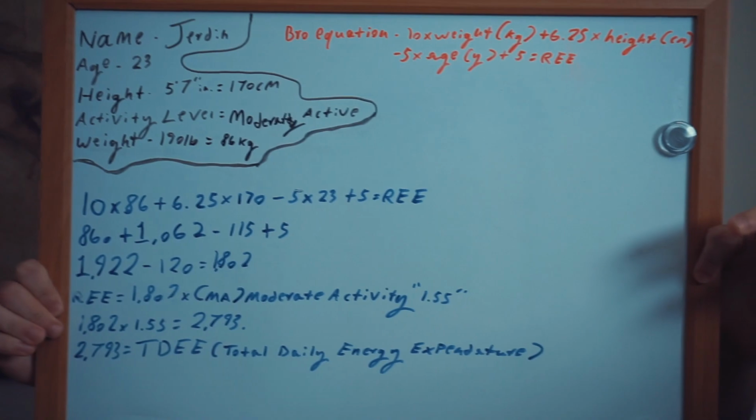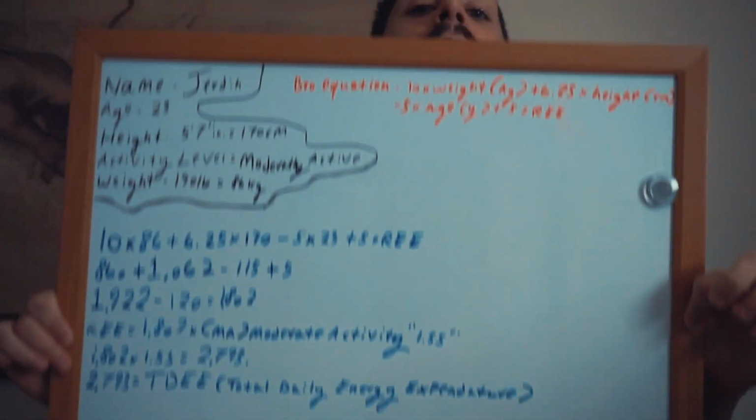So that is how you get your REE and your TDEE. Again, that is resting energy expenditure level and total daily energy expenditure. If you want to, guys, go ahead and screenshot this. You can use it for your own advantage. I won't be mad. I'm basically giving away everything here, but it's okay.